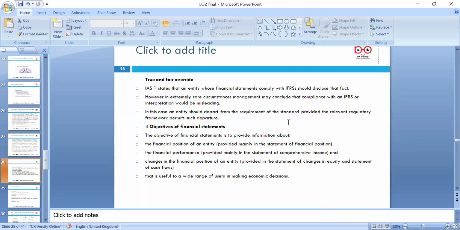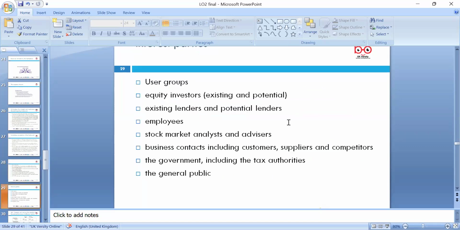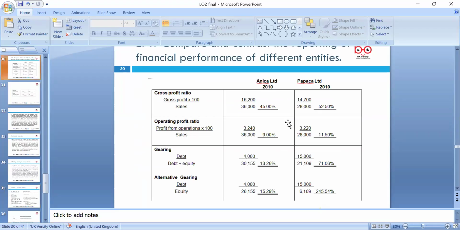Of course, it helps users make financial decisions. Various stakeholders make various economic decisions. So we need to consider the users of the financial statements: the equity investors, of course shareholders, then stock market analysts, business contacts including customers, suppliers and competitors. The government also wants to make sure taxes are paid. Okay.